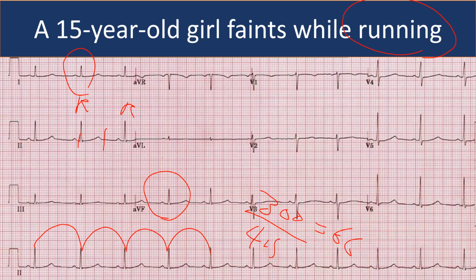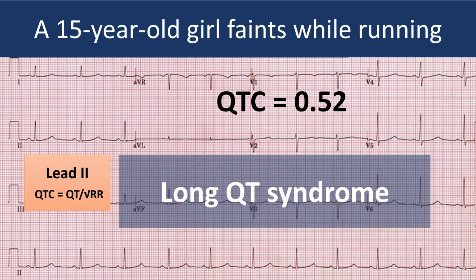So you decided to do the corrected QT in order to confirm the diagnosis. After using this formula for calculation of corrected QT interval, the result is 0.52 seconds or 520 milliseconds. This is abnormal. This is positive for long QT syndrome. If it's more than 0.44 to 0.46, it is positive for long QT syndrome.